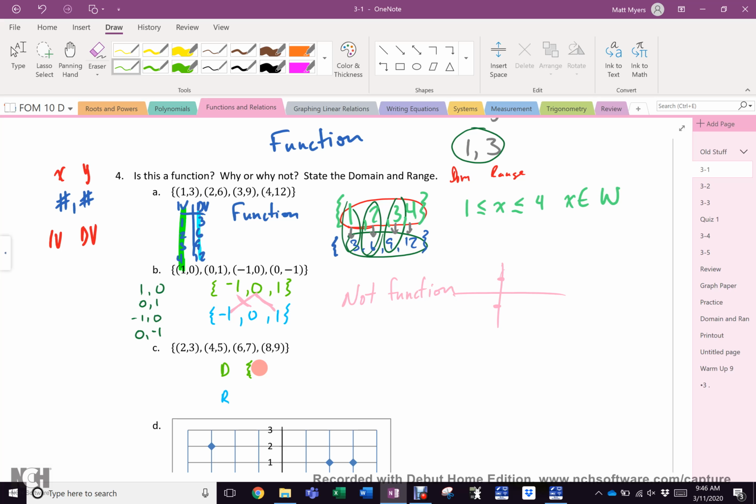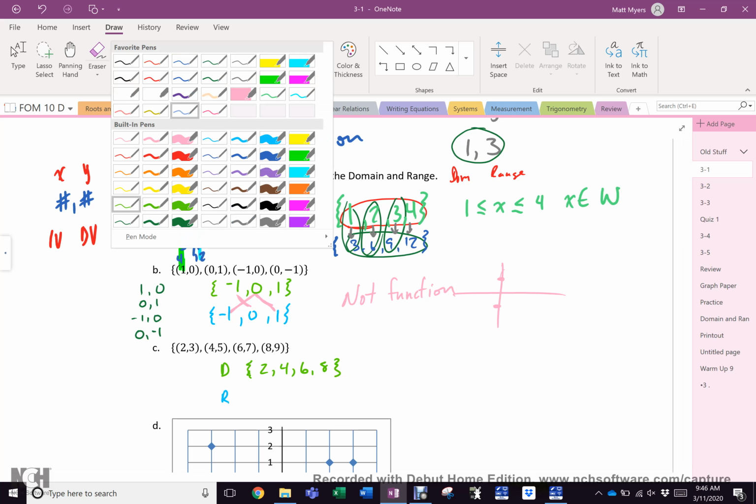Would anyone like to volunteer? How many values need to be in the domain list? 4. What are they? 2, 4, 6, 8. Who do we appreciate? Math, rah, rah, rah. Everybody good? Okay, now, what are the range values?